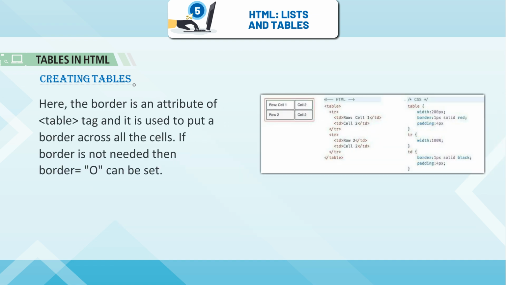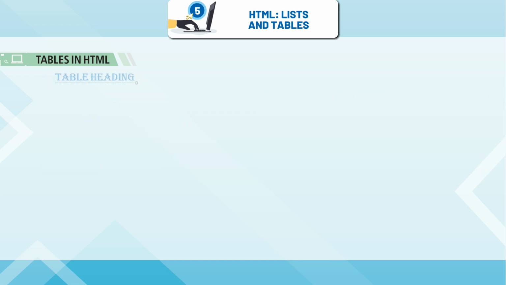Here the border is an attribute of the table tag and it is used to put a border across all the cells. If a border is not needed, then border equal to 0 can be set.